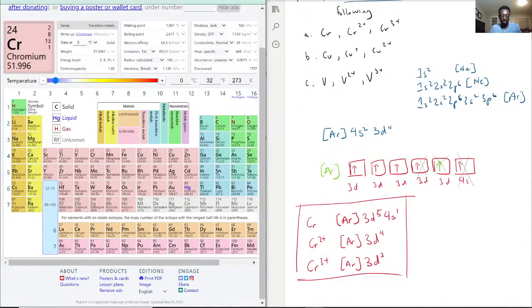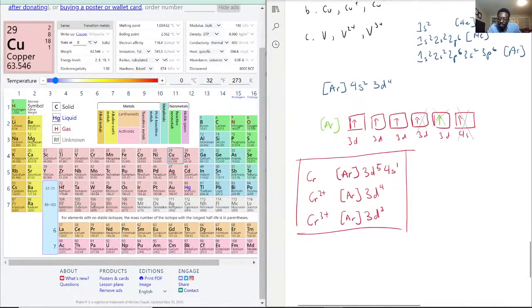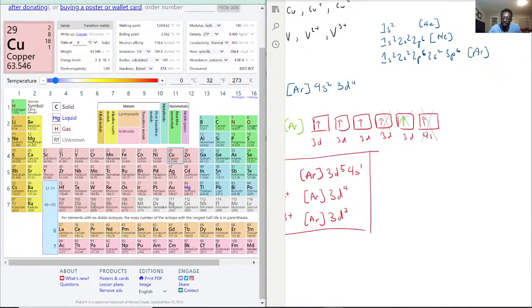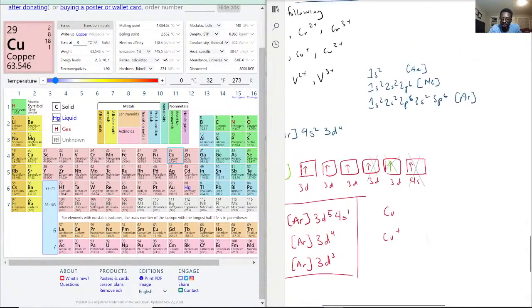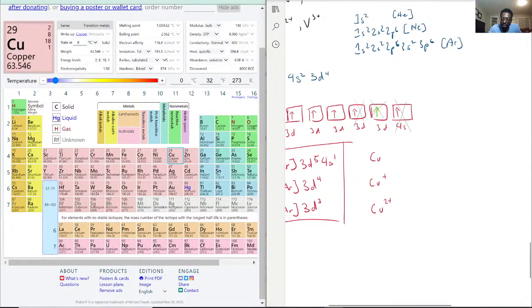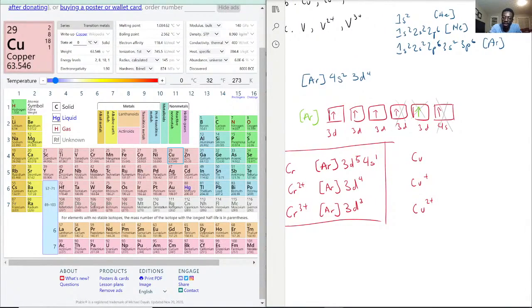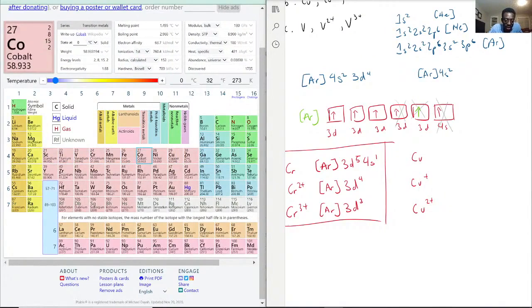Now let's move on to the next one, copper. Copper is also on the 4th row, so you can start with argon again. Copper, copper plus, and copper 2 plus is what they mentioned. Same thing here. First, let's start our work up here. It's going to be argon again, 4s2, and then 3d9.